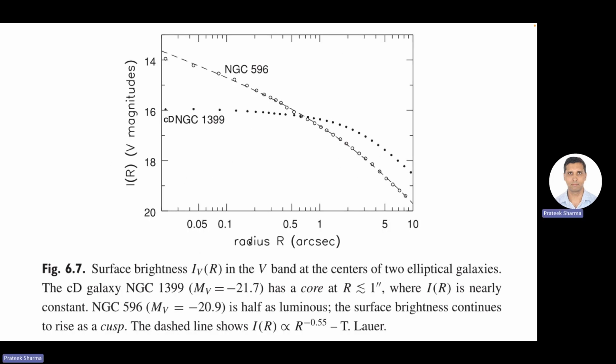Okay, so let's look at this. What is this? This is an I band or V band surface brightness profile for two galaxies. This is a CD galaxy. Okay, let's have a pop quiz. Which of these two is more luminous? NGC 1399 or NGC 596? Which is more luminous?